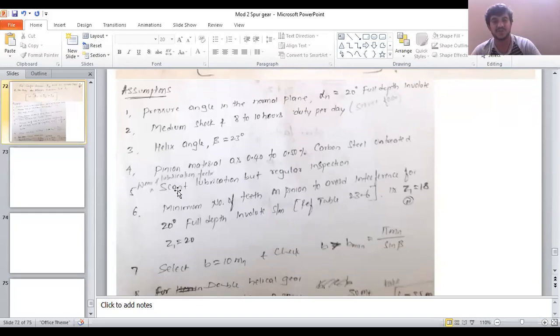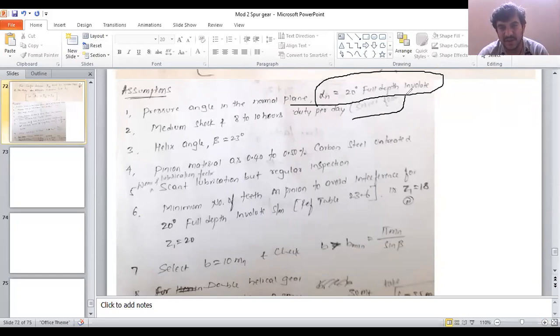Now what are the assumptions you should make? The first assumption: if the pressure angle is not given, then assume a 20-degree full depth involute. Next, if the type of service or service factor is not given, assume medium shock, 8 to 10 hours duty per day. Suppose the helix angle is not given in the problem, then assume the helix angle to be 23 degrees, the angle between the tooth and the axis of rotation of the shaft.